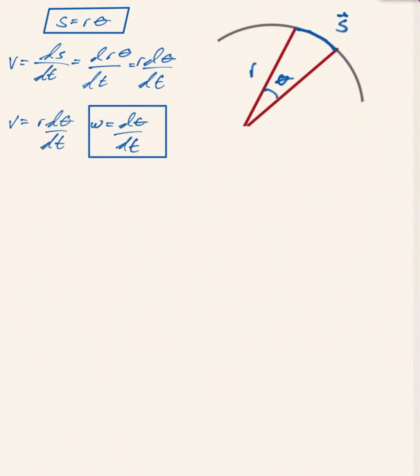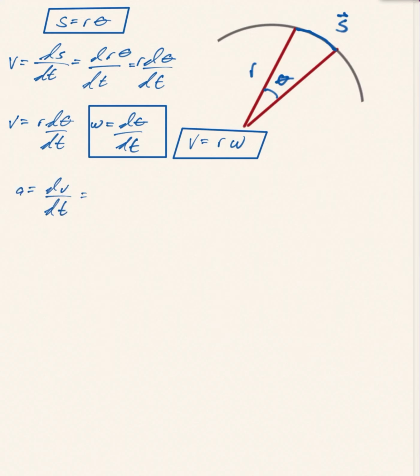Now, we can go ahead and make a new quantity that we will call omega, and that will be simply the rate of change of our angle theta with respect to time. So omega is equal to d theta dt. Putting that into the original definition, our linear speed is equal to r d theta dt, which becomes equal to r omega.